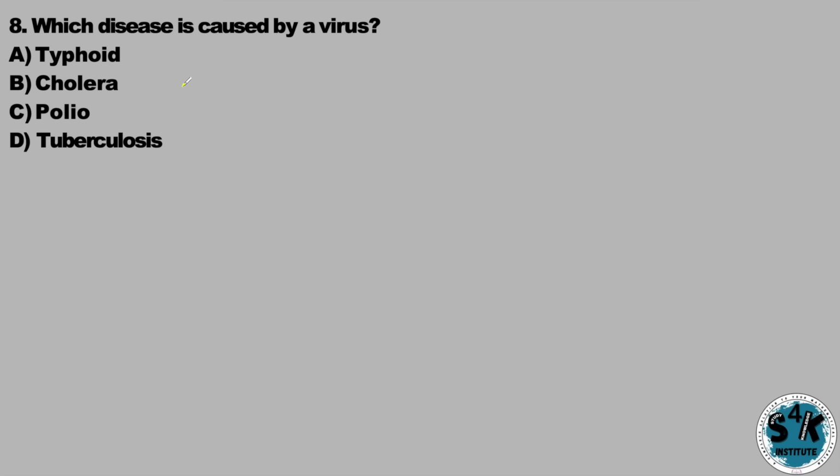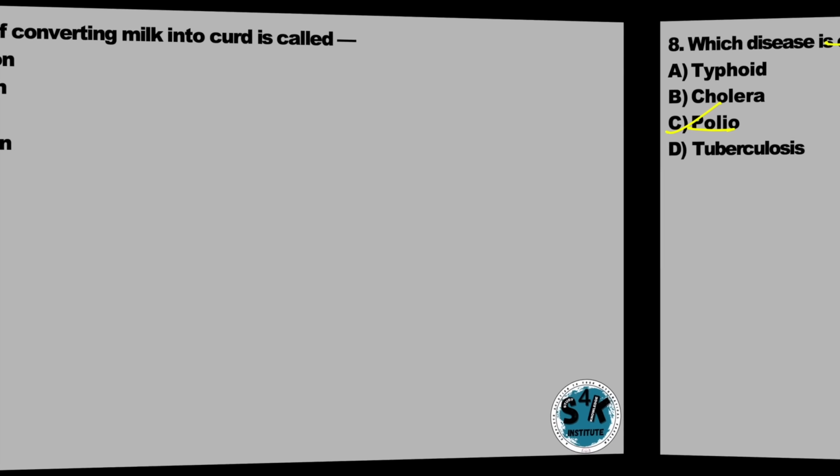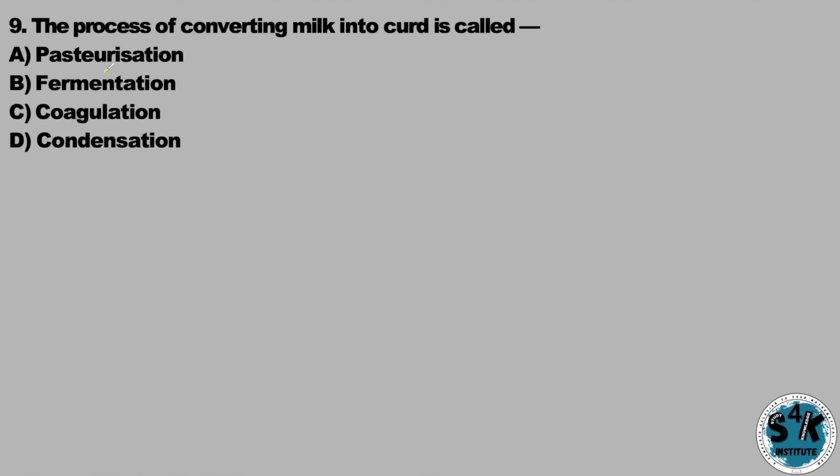Next one. Which disease is caused by virus? So, what do you think? It is polio, which is caused by a virus. The process of converting milk into curd is called, so this process is called what? It is called fermentation, because sugar is getting converted into acids or alcohol in the presence of bacteria.